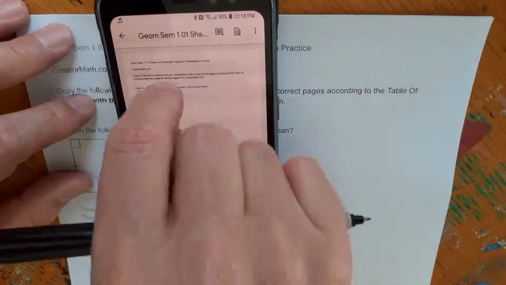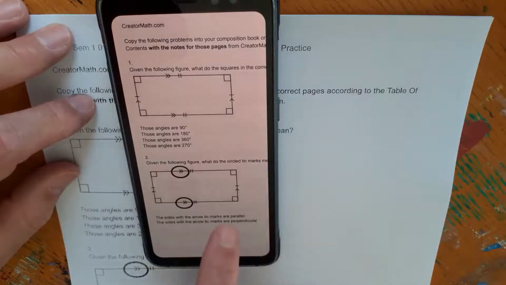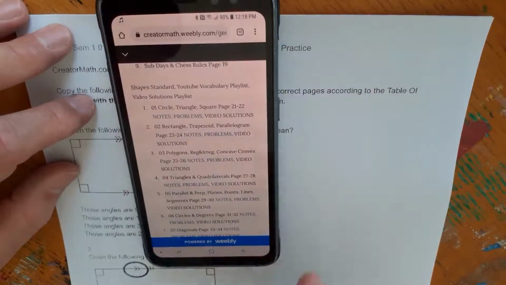You can watch this video. So these are the problems we're working on now. You could print them out, but I wouldn't. I would go straight to the video that we're making now and just draw them into your comp book.